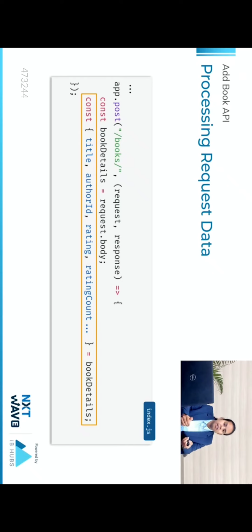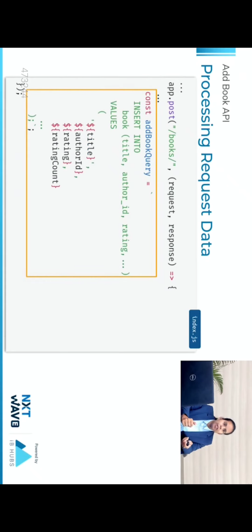The next thing is we have to write the SQL query, right? So const addBookQuery equals, and here we are writing the SQL query. The SQL query is INSERT INTO book, and we provide the list of columns, VALUES, and then we have to provide the list of values. We already have the values present in the variables. In the title variable, we have the title. In the author ID variable, we have the author ID, and so on. So we are providing these variables. Clear? Using these variables, we are providing the values.